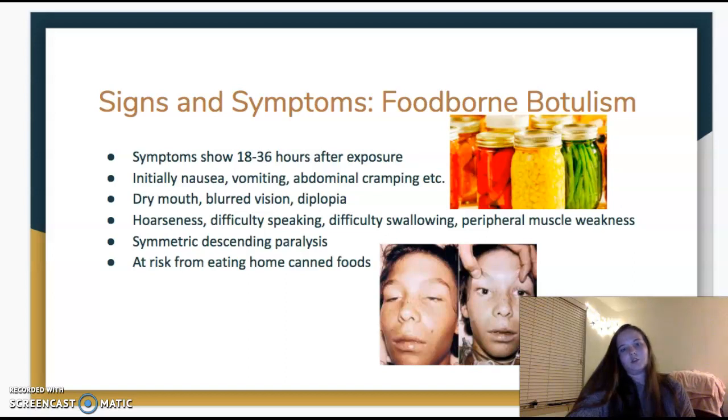Next, you're going to get dried mouth, blurred vision, diplopia, which is double vision, and then you'll get hoarseness, difficulty speaking, swallowing, and then peripheral muscle weakness. So basically, if it's your muscles, they stop working, you'll get symmetric descending paralysis, and you're at risk from eating home canned foods that are not well prepared. If you want to kill all the endospores, you need to either heat your food for 30 minutes at 80 degrees Celsius or 10 minutes at 100 degrees Celsius. So it has to be pretty hot.